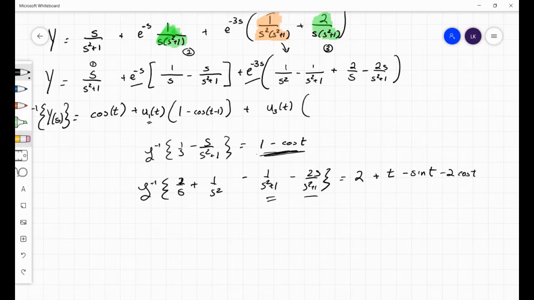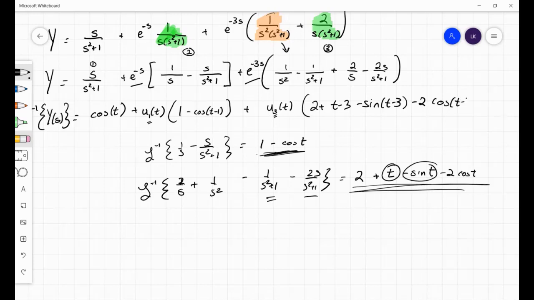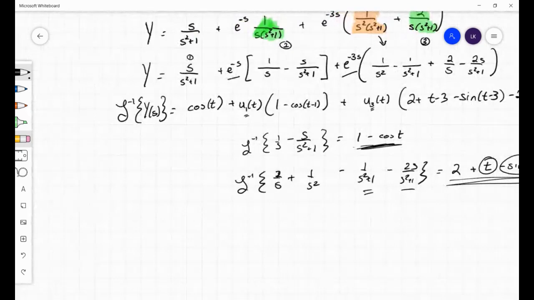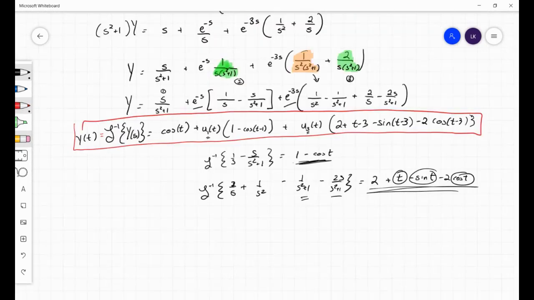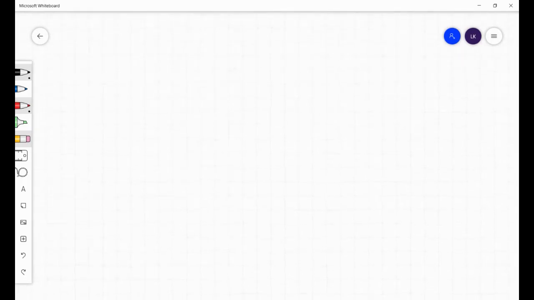But then again, remember, we have to evaluate this inverse Laplace at t minus c, c being the 3. So 2 plus t minus 3, minus sine of t minus 3, minus 2 times cosine of t minus 3. And I mean, that's it. It's a solution, no? We have time for another example.